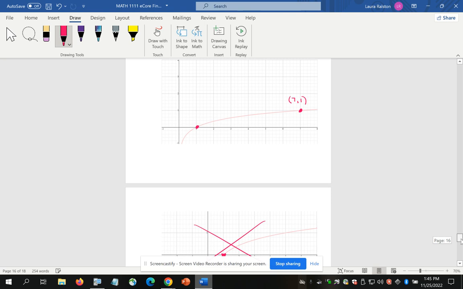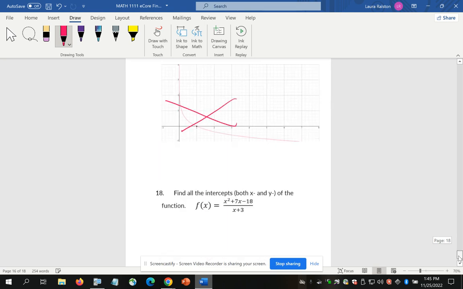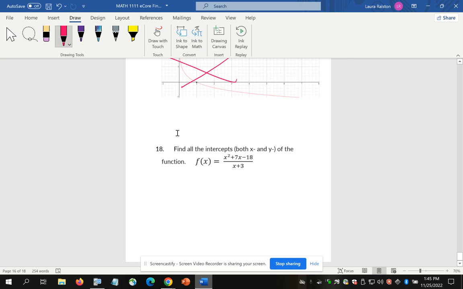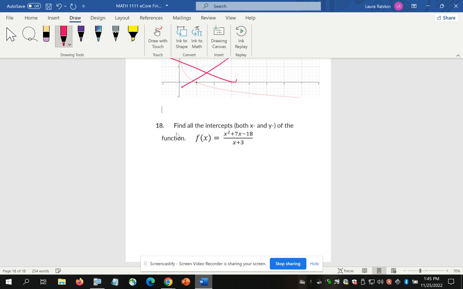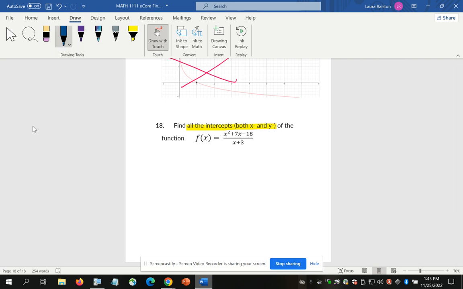Okay, use your graphing calculator, eliminate the choices you can, and then look for key points. All right, question 18 says to find all the intercepts, both x and y. So again, it's important, guys, that you pay attention to the instructions. They want you to find both the x and the y-intercepts. It doesn't matter which one you find first.